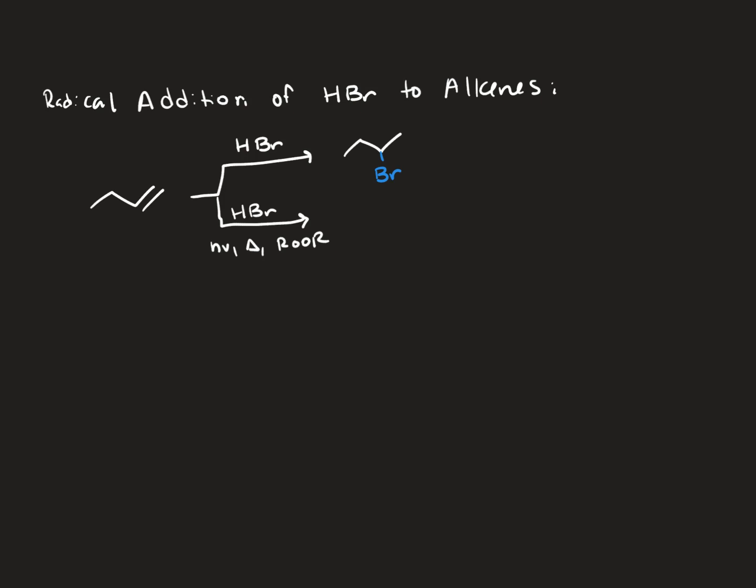But instead of just HBr, we add HBr and peroxides, or HBr and light, or your book even talks about heat, although I'm assuming with heat you get a mixture of both of these mechanisms, so we're mostly just going to see peroxides. You instead get the bromine on the end. So you're still getting addition of HBr to an alkene, but the bromine is going to the less substituted, the anti-Markovnikov position.